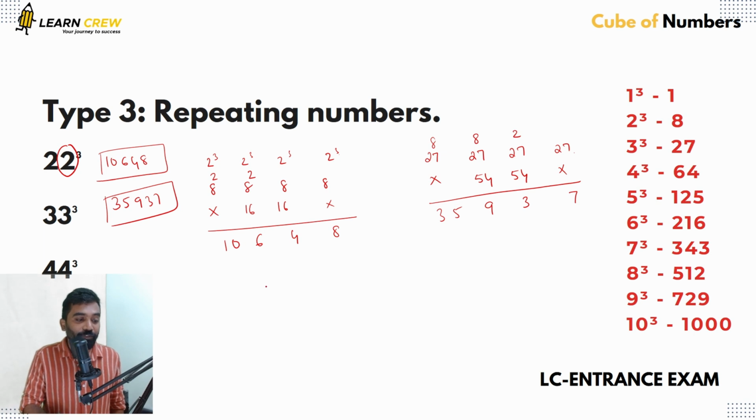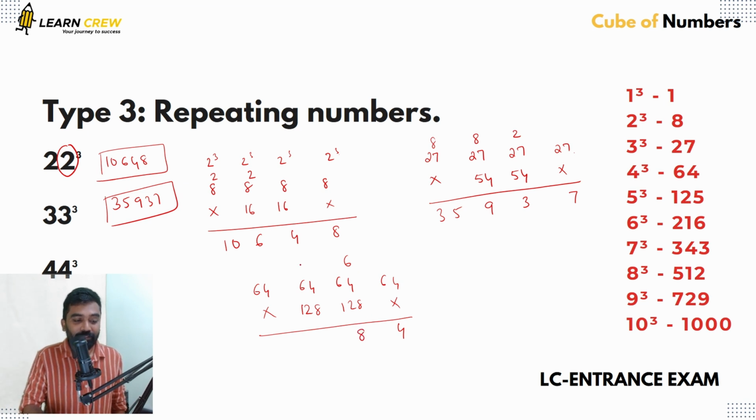Similar way for 44 cube, 4 cube is 4 4s are 16, 16 4s are 64. 64, 64, 64, 64. Omit the first and the last. Multiply the middle numbers by 2. This becomes 128. This becomes 128. 64, bring 4 down, 6 goes up. This becomes 120 plus 60, 180, 188, 192, 192 plus 6, 198, right? 198. Now 8, 19 carry.